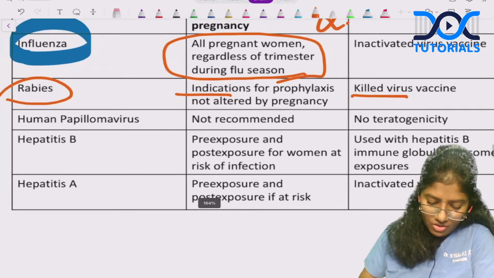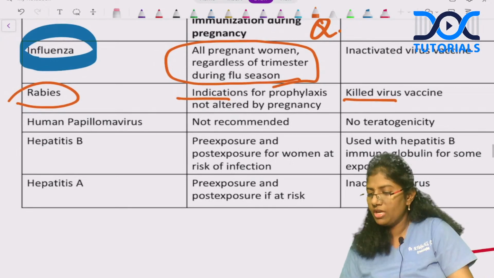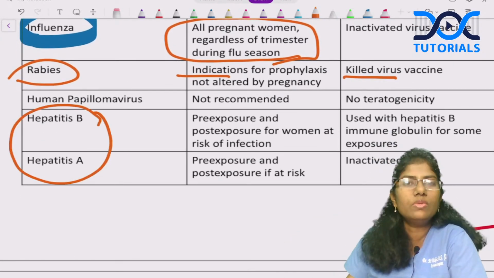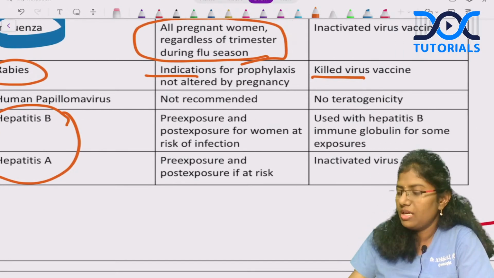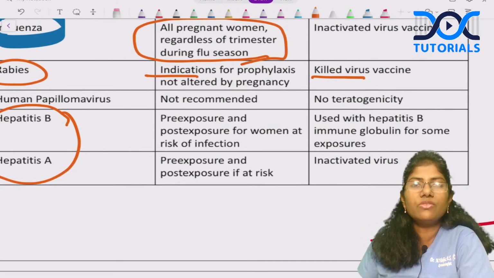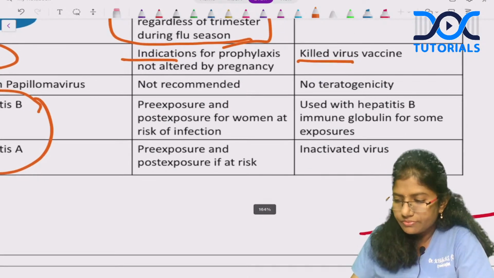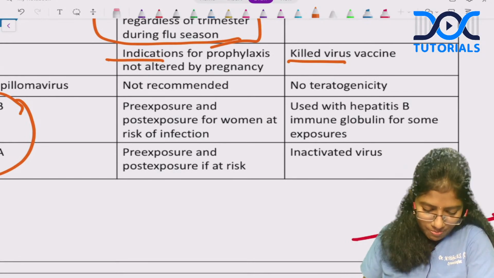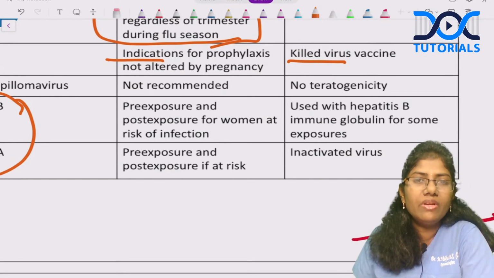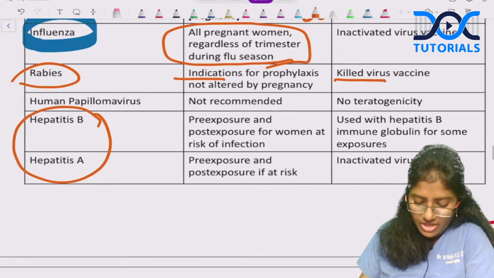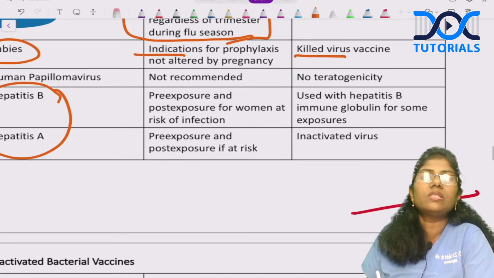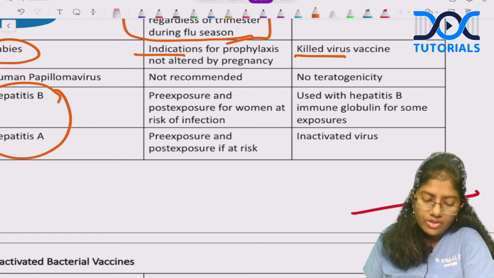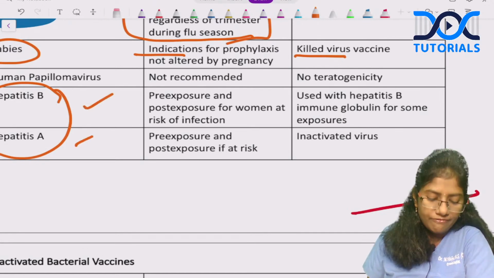Now what is your opinion on hepatitis B and A, guys? Can we use this vaccine during pregnancy? Yes or no? Yes, Jyotsna, your answer is right. Hepatitis B and A can be given whenever required, for exposure and post-infection. Yes, hepatitis B and A vaccines can be given during pregnancy because they do not contain live viruses.